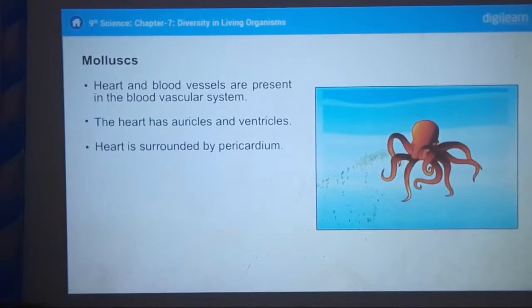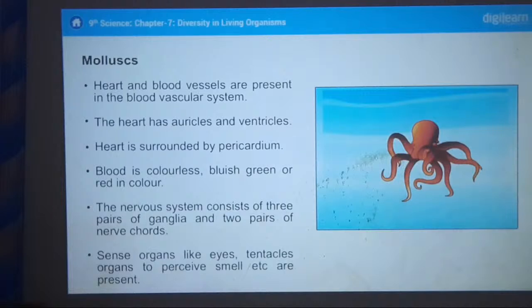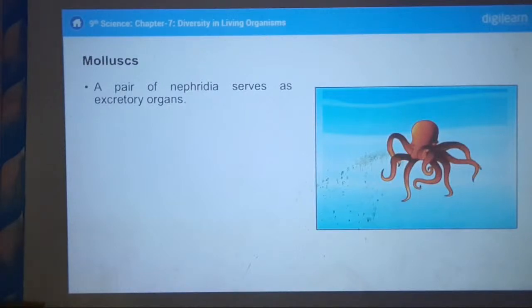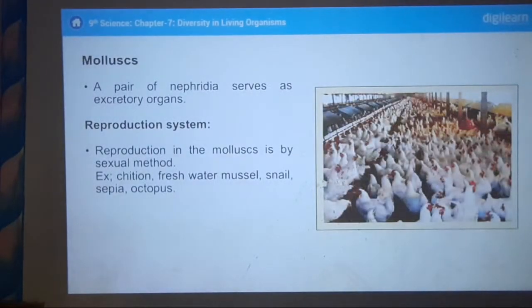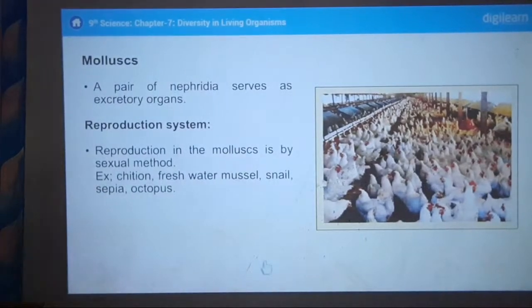Heart is surrounded by pericardium and it has auricles and ventricles. Blood is colorless, bluish green or red in color. The nervous system consists of 3 pairs of ganglia and 2 pairs of nerve cords. Sense organs like eyes, tentacles, organs of equilibrium, organs to perceive smell, etc. are present. A pair of nephridia serves as excretory organs. Mollusks reproduce sexually. Some examples of mollusks are chiton, freshwater mussel, snail, sepia, octopus.